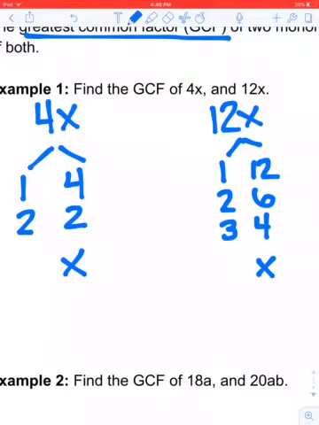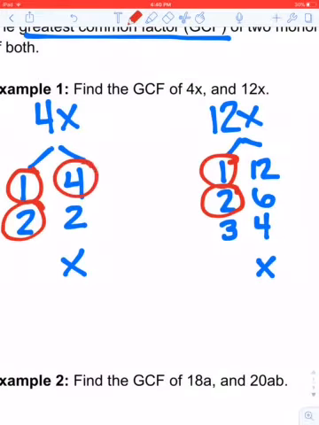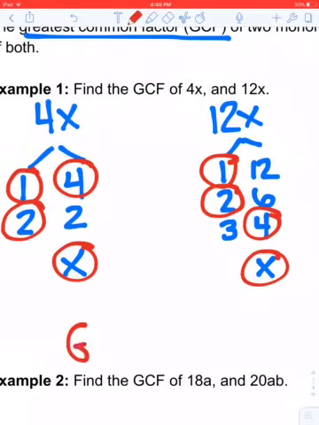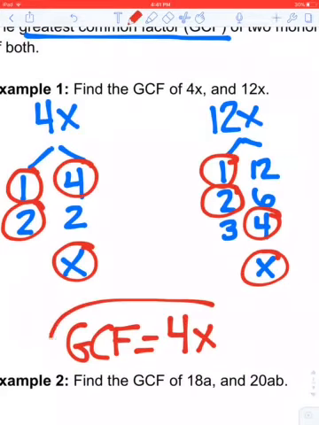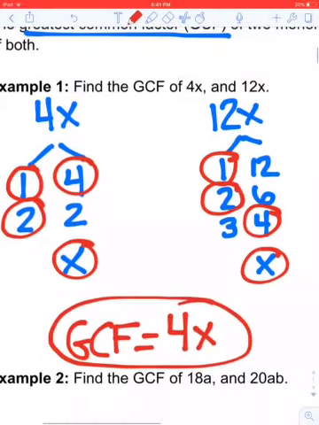Now what we're going to do is circle everything that the 4x and the 12x have in common for factors. So as we can see, they both share a 1, they both share a 2, and we're only going to circle one of those 2's, and they both share a 4, and they also both share an x. So in order to find my GCF, I am going to see what is the highest number that I circled. If I take a look, the highest number I circled was 4, but then I also circled the variable, which is x. So that means 4x is the biggest thing that I could take out of both of those items. So my GCF is 4x.